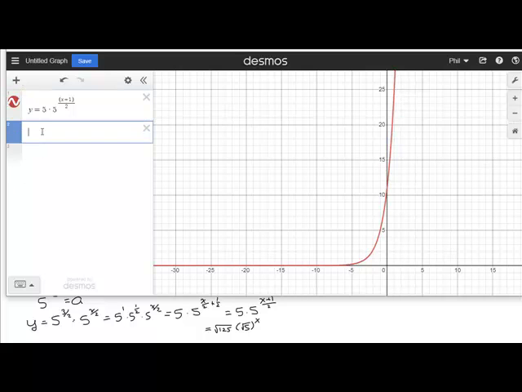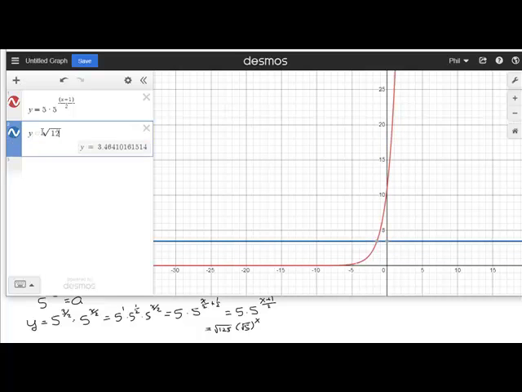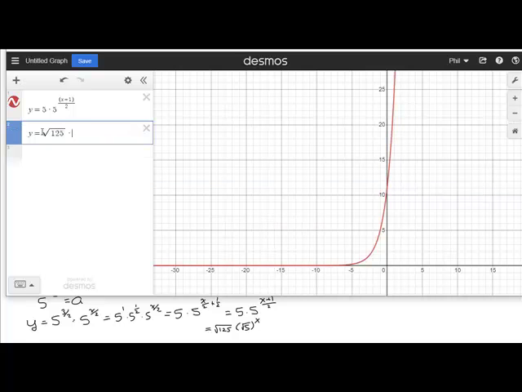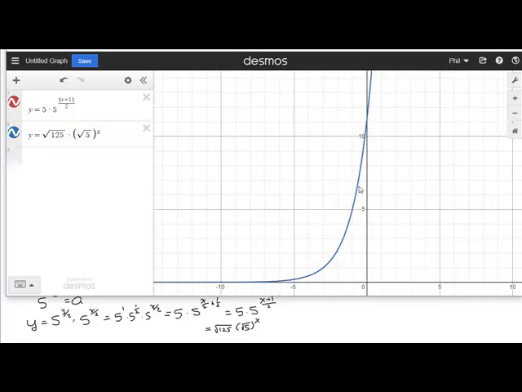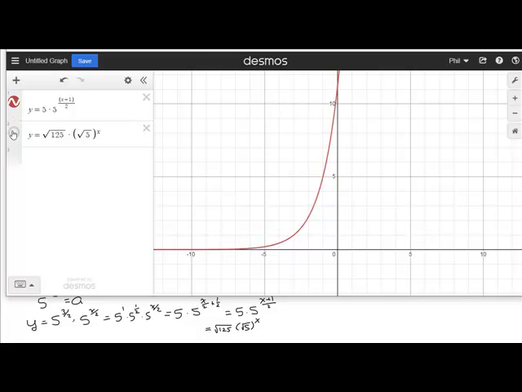And like I said, if we wanted to rewrite it in that other form, let's make sure that that's okay. Square root of 125 times square root of 5. And then that raised to the x. Notice how the graph went a perfect copy of our graph. They're literally right on top of each other, see? They're the same graph. So both those answers will work.